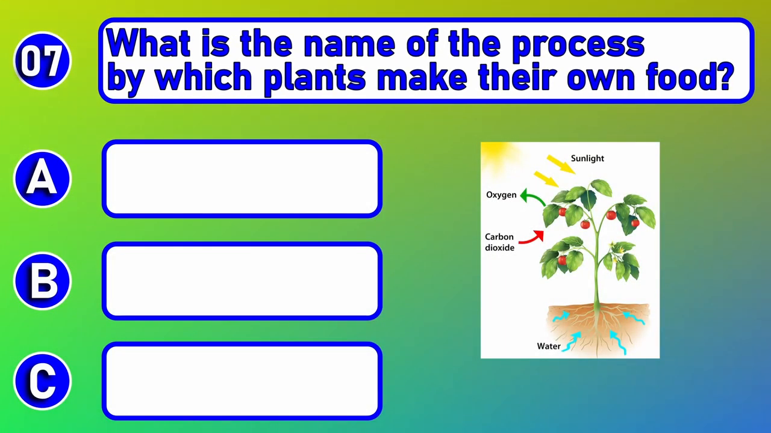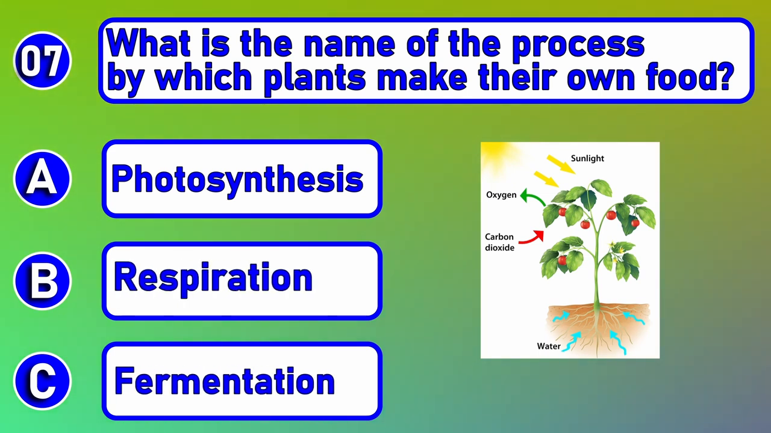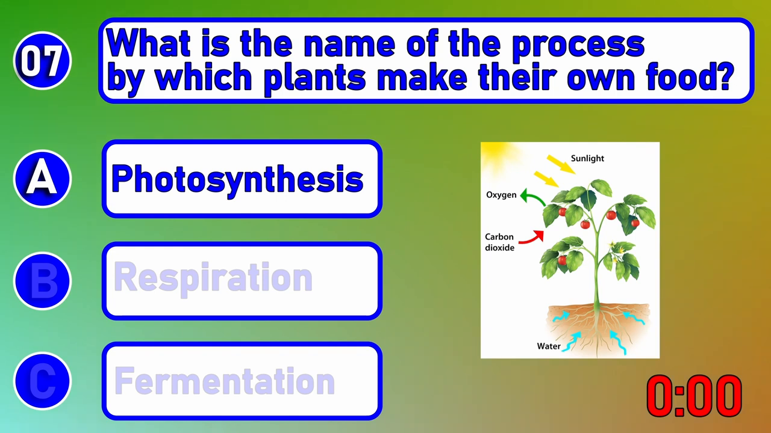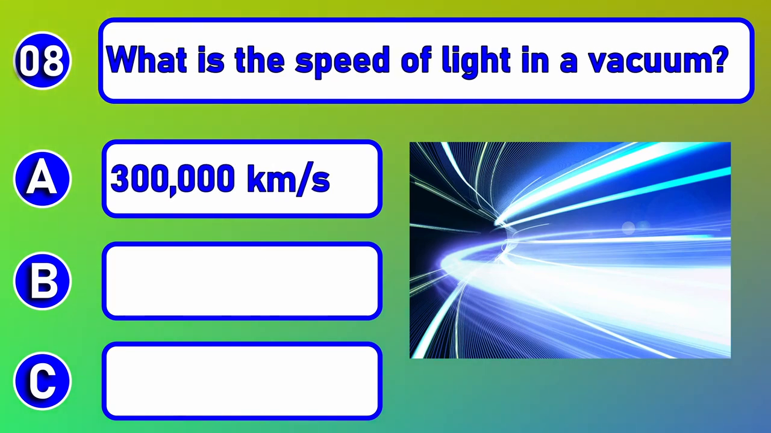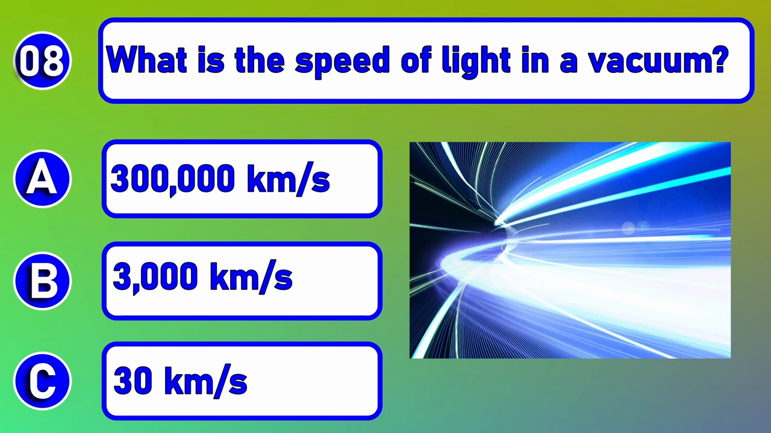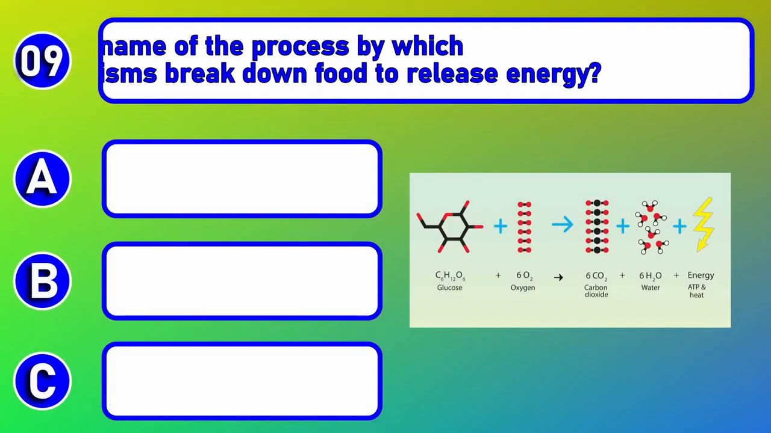Question 7. What is the name of the process by which plants make their own food? Is it photosynthesis, respiration, or fermentation? And that is A, photosynthesis. Question 8. What is the speed of light in a vacuum? 300,000 kilometers a second, 3,000 kilometers a second, or 30 kilometers a second? And that is A, 300,000 kilometers a second. Quite quick, really.